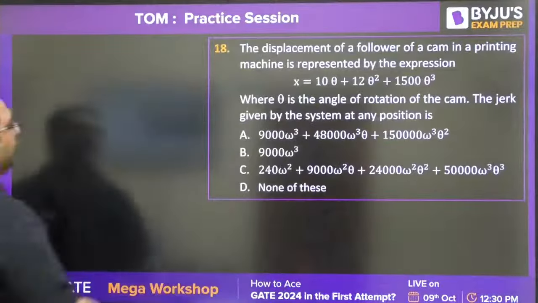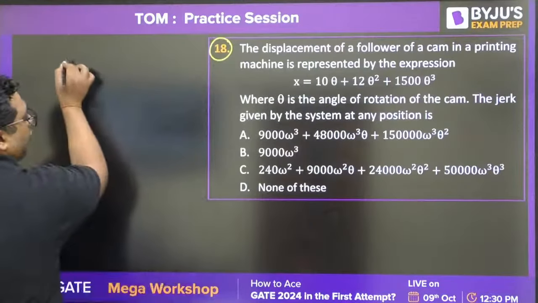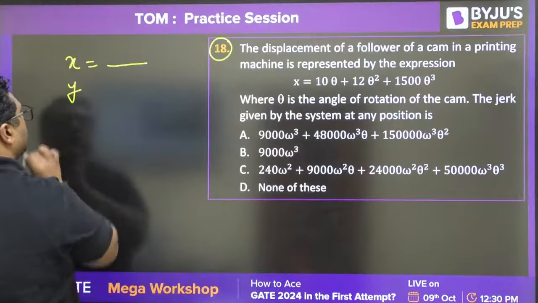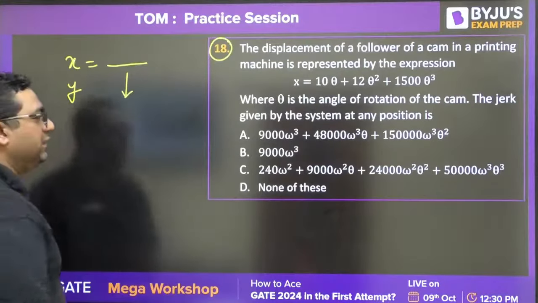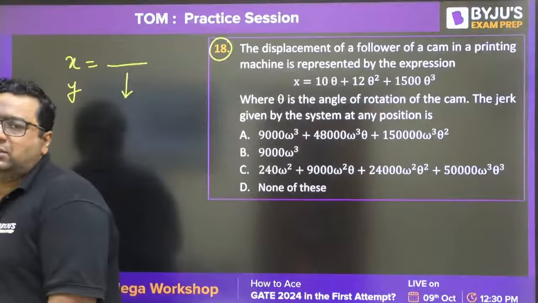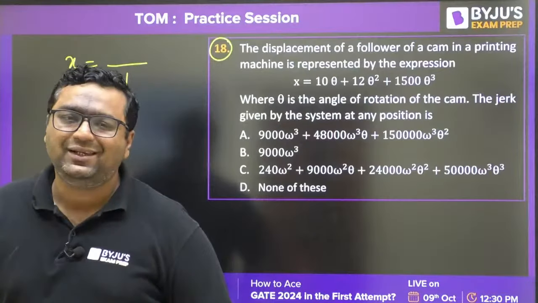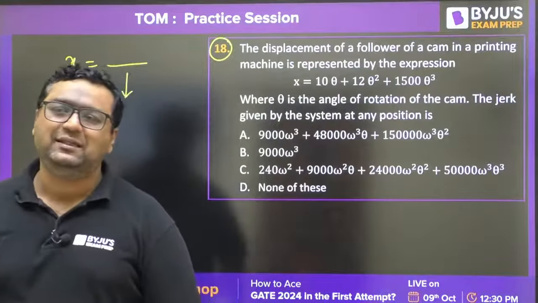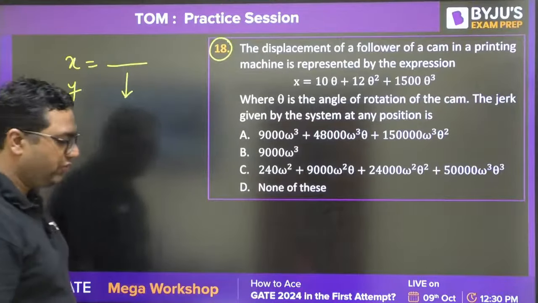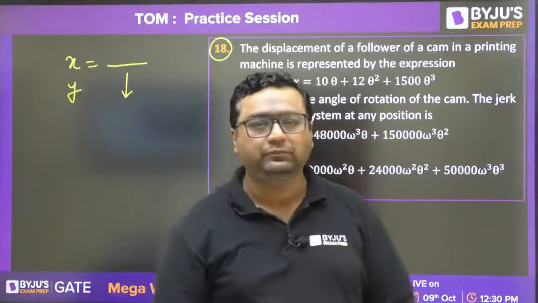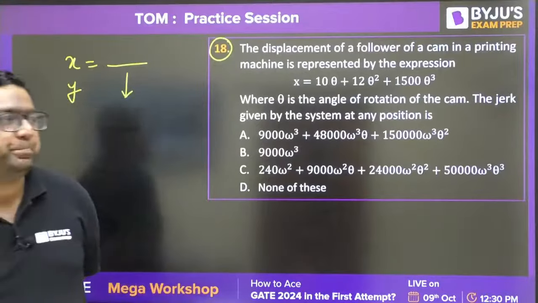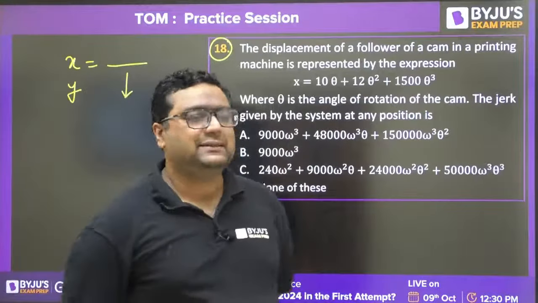Moving to question number 18, guys. This time they have given you X, and they have asked what will be the jerk. So just differentiate it 3 times, you will get the answer. This question you can have in HPCL, BHEL, GATE, TSPSC, PSC, all. Solve this one, guys.